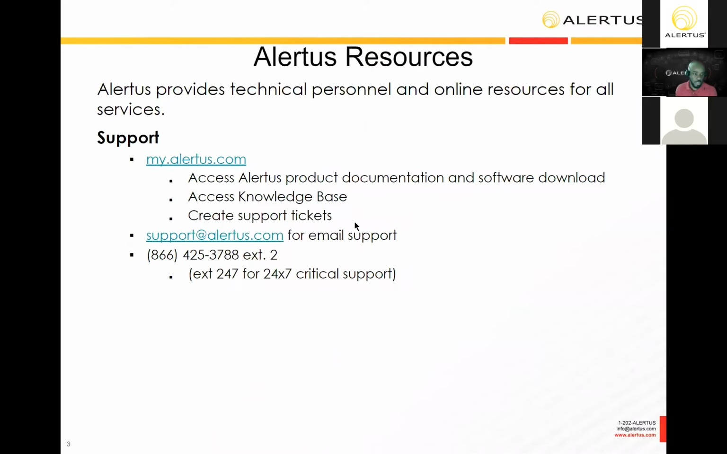words on accessing support. You can access support at my.aleritas.com. Here we provide information on accessing product documentation and software downloads. You can access our knowledge base, create support tickets, and also check on the status of your support tickets. Alternatively, you can email us at support@aleritas.com or reach us via our support telephone number, including 24/7 critical support.